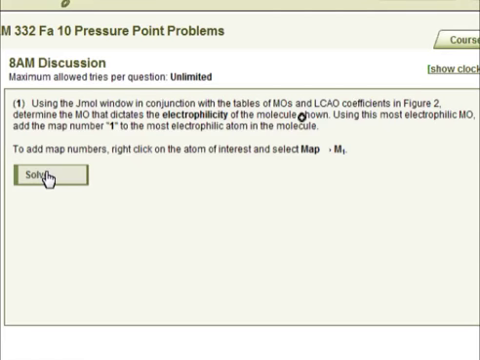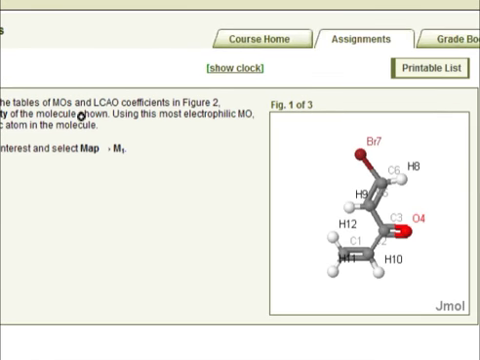This is a problem that asks students to determine the most electrophilic site in the molecule that's shown. They were given a table of molecular orbitals, their energies and occupancy, and their LCAO coefficients. And so we're basically asking you to look at the structure and to be able to use information from LCAO coefficients and molecular orbital energies to find the most electrophilic site.